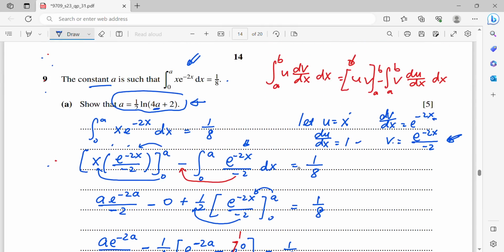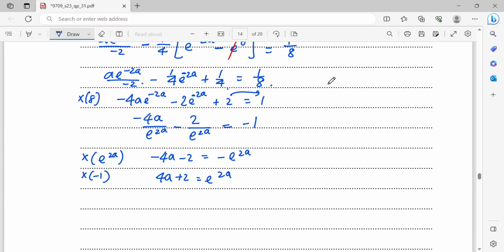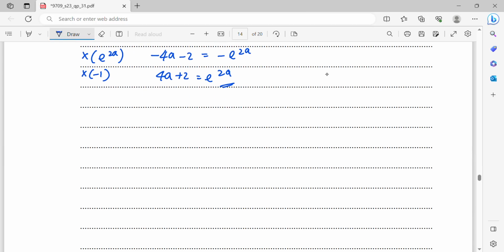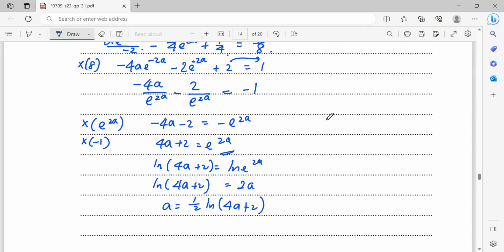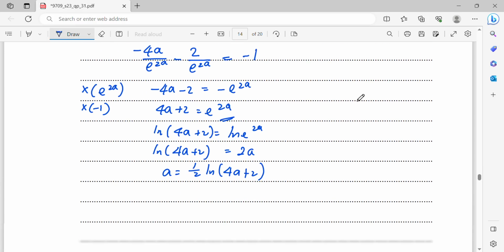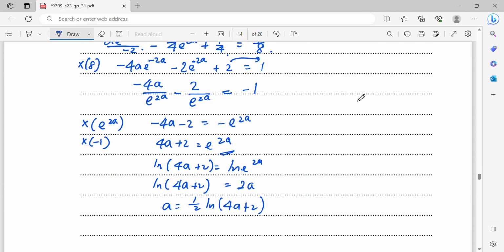Okay, now let's look at the question. What do you want to show? You see the 4a plus 2 is over here. Okay, you have the ln, half a. So it means that I need to group my 2a as one term first before I get the answer. So this is my e to the 2a, right? I need the 2a on one side, then the 4a plus 2 on one side. So I already found the 4a plus 2. Means now I just need to take ln on both sides. So ln e to the 2a is basically 2a. Then my a is half ln of 4a plus 2. Okay, so we have shown the form.